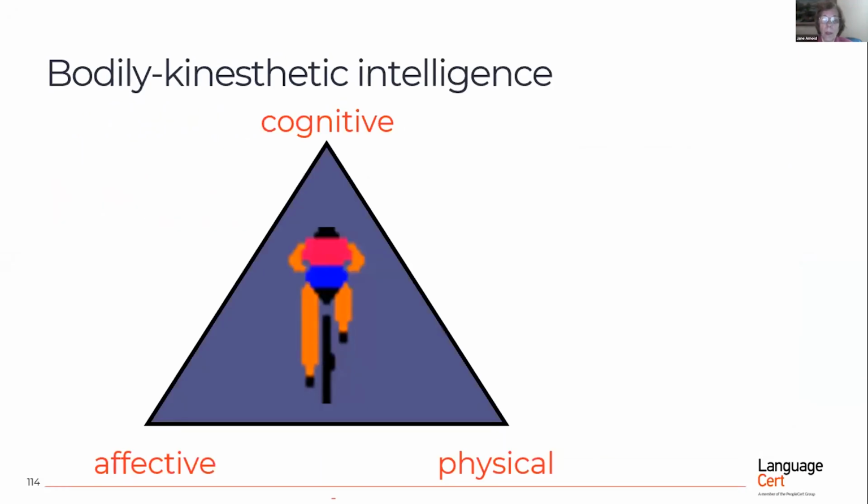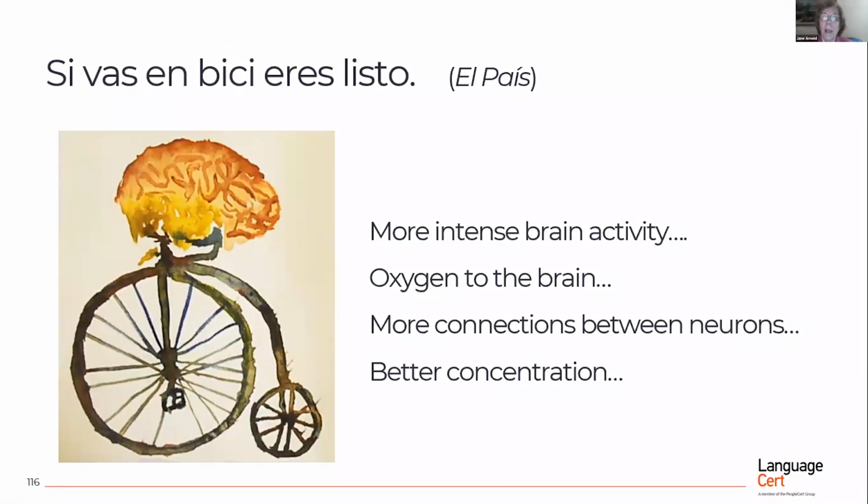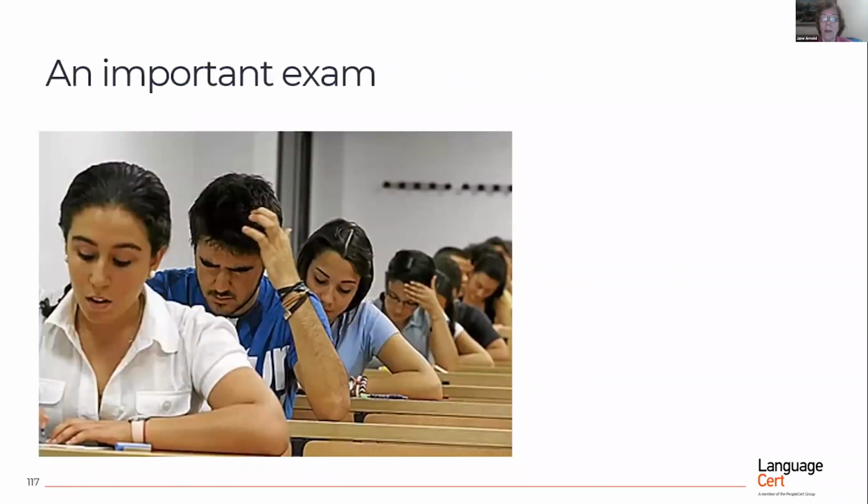For example, he mentions bodily kinesthetic intelligence. This is important because we have 3 parts of ourselves: cognitive, our thinking, our brain; affective, our feelings; but also physical, our body. And we need sometimes to move to learn. An article in one of the best Spanish newspapers, several years ago, described how movement is important for learning because it brings more intense brain activity, more oxygen to the brain, more connection between neurons, and better concentration. So sometimes it can be useful to bring some kind of movement in.